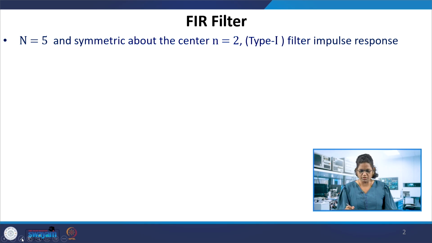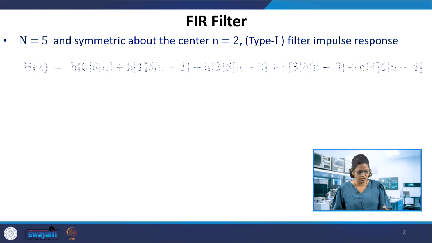For example, if n is 5, in that case it is symmetric about n equal to 2. So h of n is symmetric about 2, that is 3, we can have 4, and then this side 0 and 1. So if that is for n minus 1 coefficients here, type 1 filter, how would the impulse response be and what response would we get?